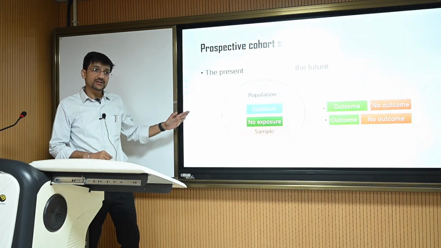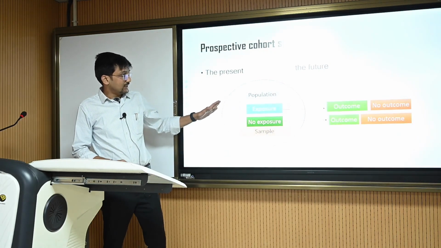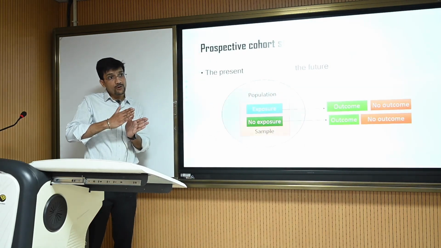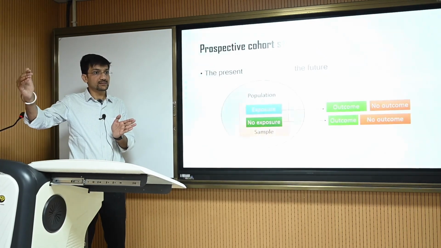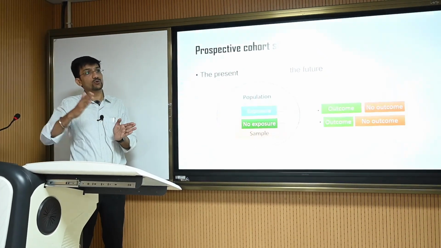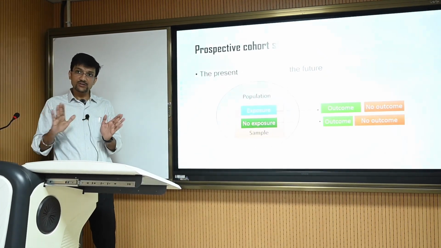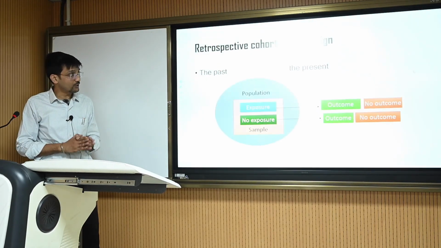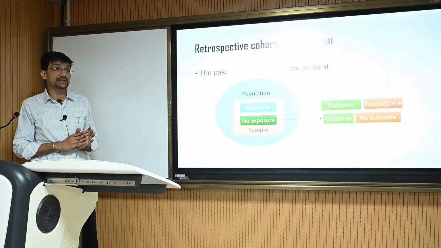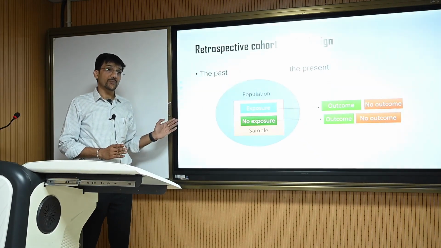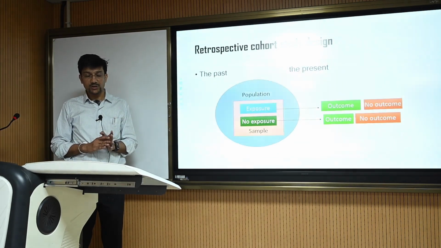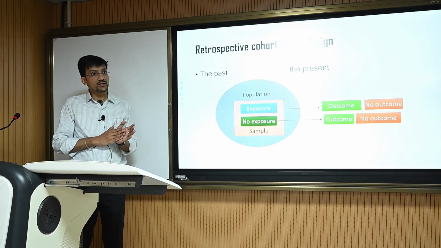So in prospective study, the outcome has not yet happened. We are starting today and we are following them up for, say, 10 years in future, so from 2025 to 2035. So the outcome has not happened. Now there is one more kind of cohort study, that is retrospective cohort study. In this, the outcome has already happened, but the hallmark of cohort studies is that it starts from exposure to outcome.